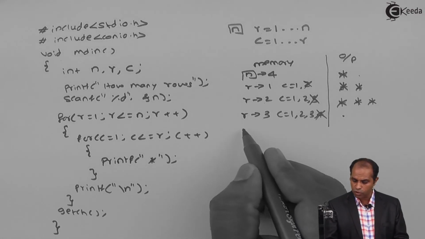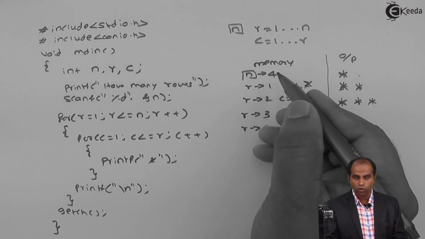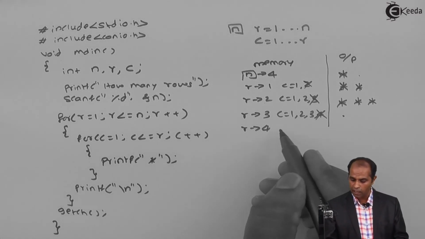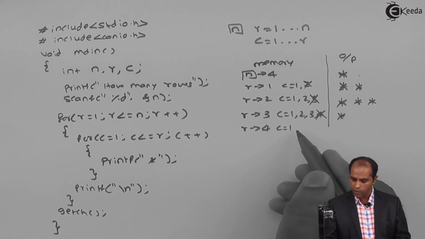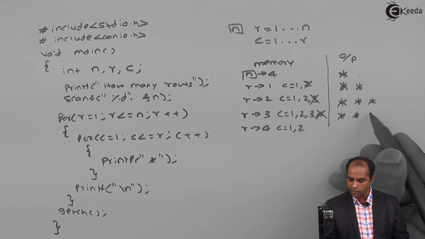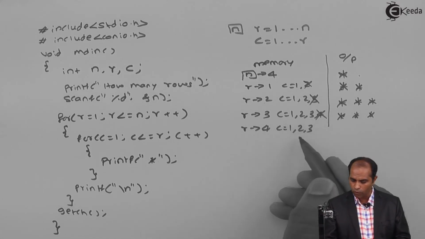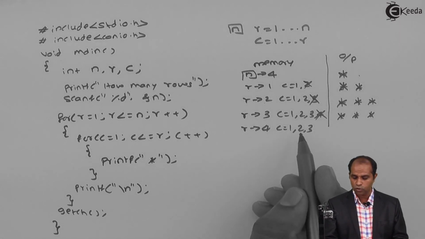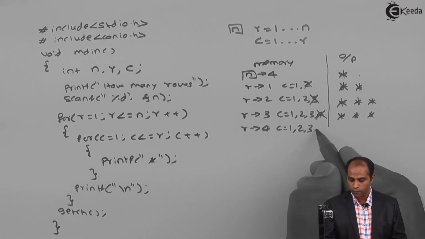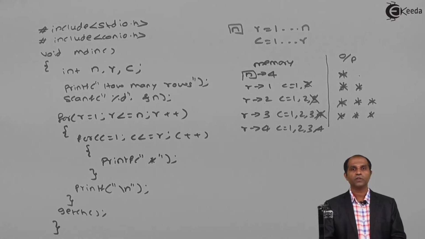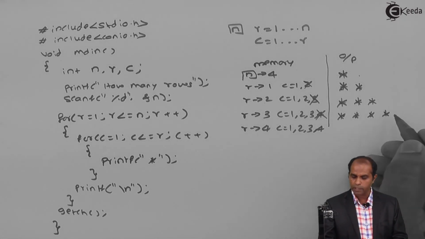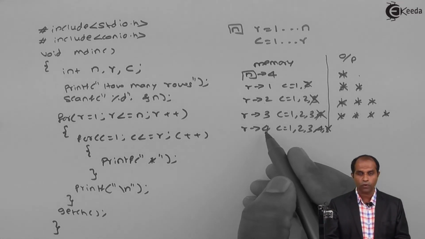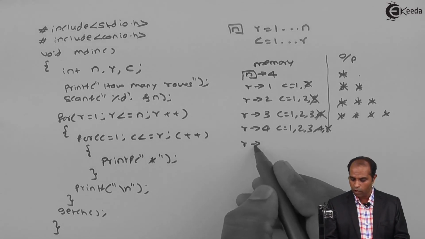Go back, r changes to 4. 4 less than or equal to 4, true. If that is true, then again c starts with 1 and ends at r. So when c is 1, print an asterisk. c is 2, print an asterisk. c is 3, print an asterisk, because for all these values of c, the r value is not less. So 1 less than or equal to 4, true. 2 less than or equal to 4, true. 3 less than or equal to 4, true. c is 4, 4 less than or equal to 4, true. If that is true, again print one more asterisk. When you go back, c becomes 5, which is false, because 5 less than or equal to 4 is false. Go back, r plus plus, r will now be 5.